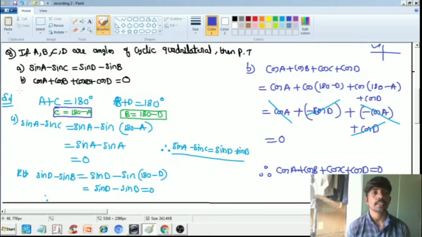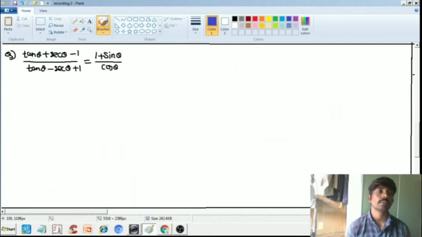Just consider these two conditions: when they say cyclic quadrilateral ABCD, A, B, C, D are the angles of the cyclic quadrilateral, then A plus C is equal to 180 degrees, B plus D is equal to 180 degrees. That's all. In the third question, what we have, take LHS, try to prove RHS.